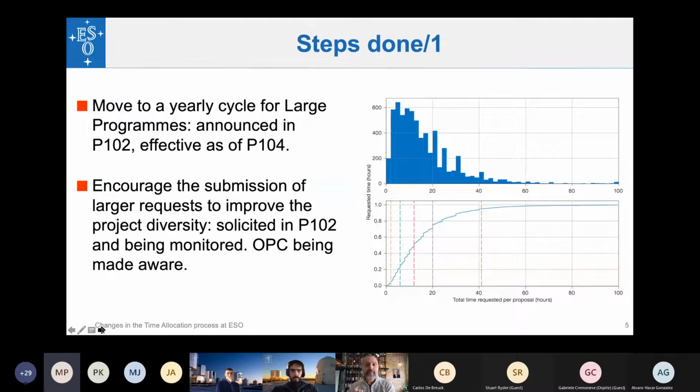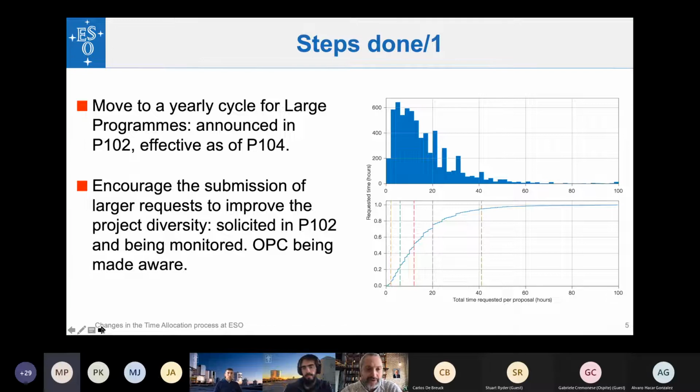Now, the first step was to move to yearly cycle the large programs. In the past, we were calling for large programs every semester, but this was judged to be an overkill, especially considering that large programs typically run over 2 years. And so this was an overload both on the community and on the panels, who had to review basically the same proposals every semester. And since the large programs are also larger in terms of material provided by the PI, that meant more work.